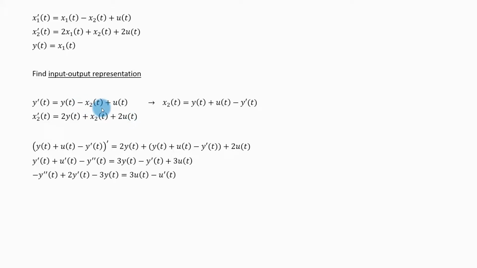To turn this into the input-output representation, I need to eliminate this second state variable. To do that, I need to take the state equation where this second state variable is not in the derivative, that is this first state equation, and from this first state equation, I need to express the second state variable, which is equal to this. Now I need to take this and substitute it into this equation. When I do that, I will get this. Now I need to crunch, and when I simplify everything, I will get this equation, which is the input-output representation corresponding to this state space representation.